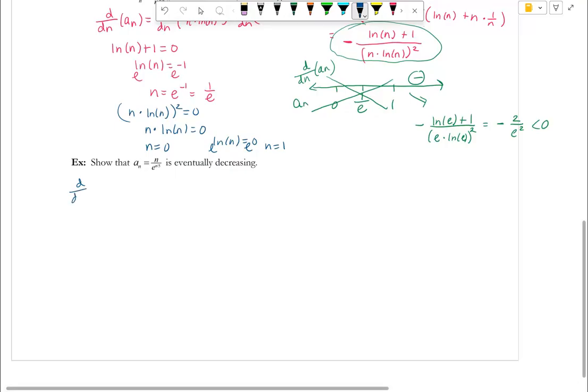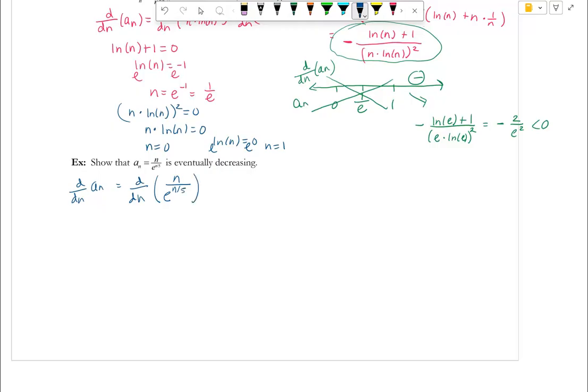So if I take my derivative of a sub n, I'm taking my derivative of n over e to the 1/5 n, or n over 5. I'm going to use the quotient rule. So low d high, I get e to the n over 5 times 1, the derivative of the numerator, minus high d low. So that's minus n times e to the n over 5 times 1 over 5 from the chain rule. And then all of that over my denominator squared, or low.